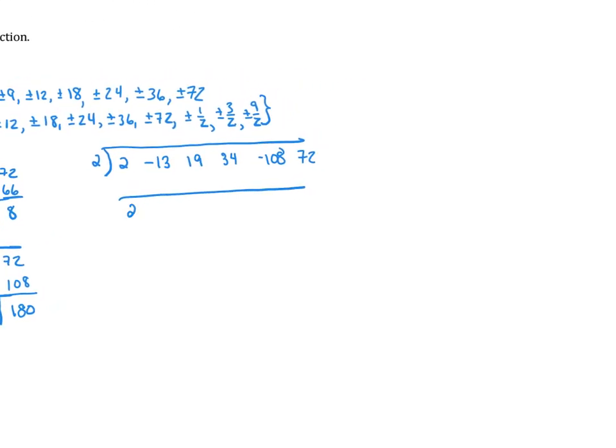So let's bring down the 2. Multiply. Now if we add, we get negative 9. That's going to be negative 18. Add those and we get positive 1. That's going to give us 36. 72. This gives us negative 36, which yields for us negative 72, and that gives us a remainder of 0. So x equals 2 is a 0. And so x minus 2 is a factor.